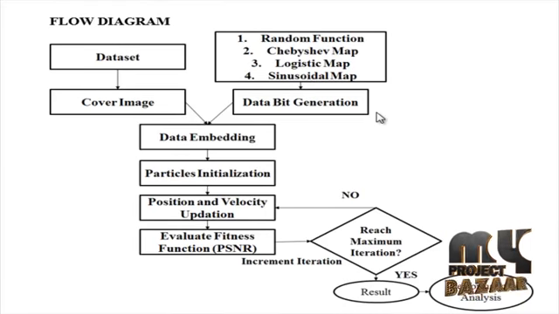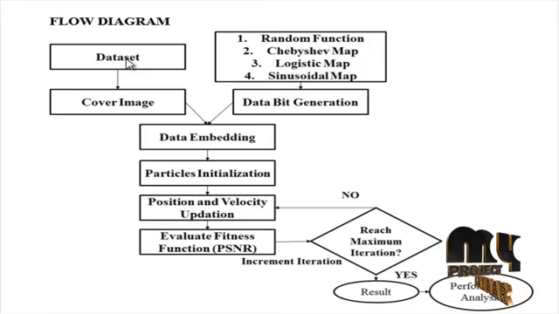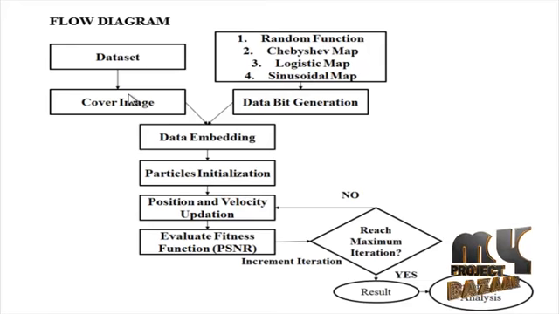Let me discuss the flow diagram for our process. Initially, read the cover image from the dataset folder. The cover images have different dimensionality, so we have to resize the cover image into predefined dimensions. In order to reduce the noise, the Wiener filter is used for filtering noise from the image.